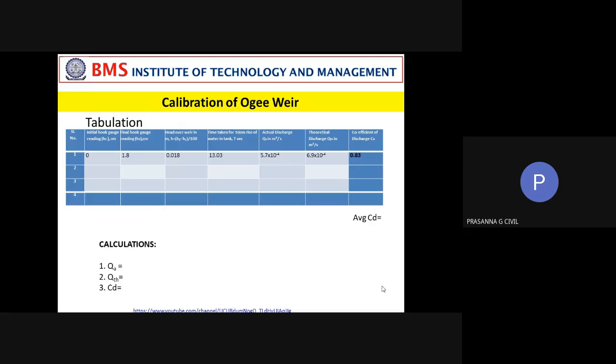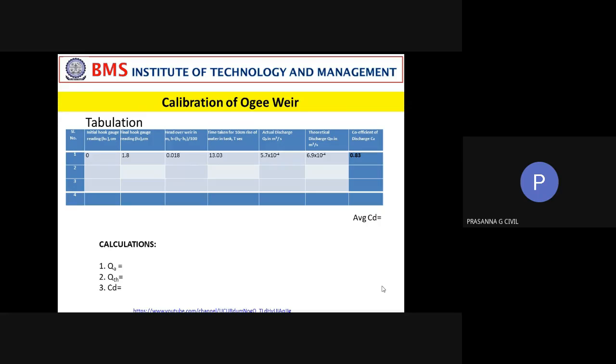Coming to the tabulation, we have the initial hook gauge reading, which is taken on the top of the crest, and we normally fix it at 0 so that the head over the crest can be measured and entered as the final hook gauge reading. So the initial hook gauge reading H1 is entered as 0, and the final hook gauge reading, after the water has passed over the weir and the tip of the hook gauge touches the top surface of water, is taken as 1.8 centimeters.